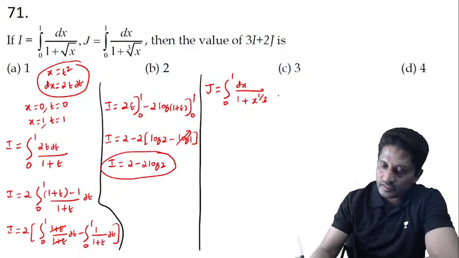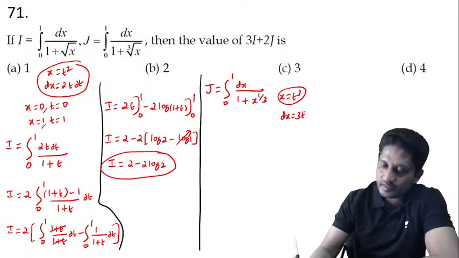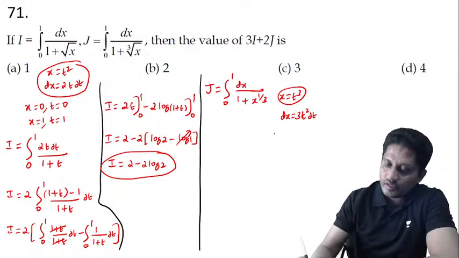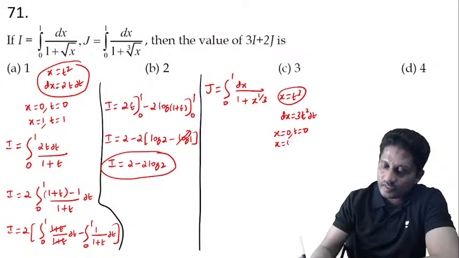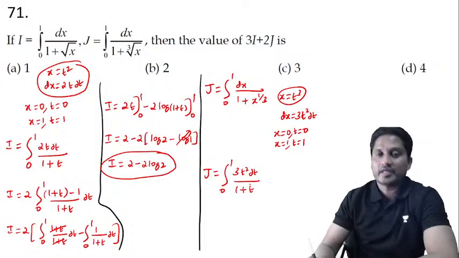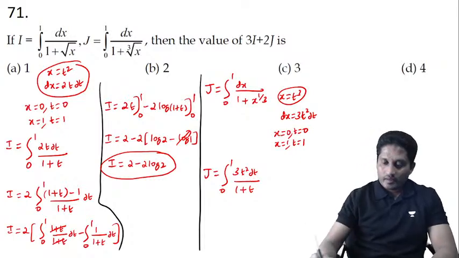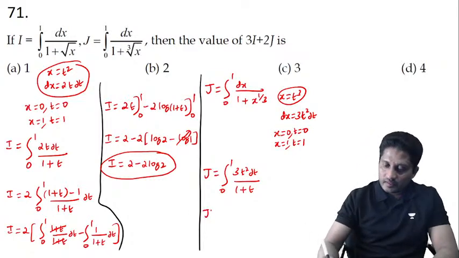Right, again we'll put x is equal to t cube, dx is equal to 3t square dt. Now if x is equal to 0, t is equal to 0. And if x is equal to 1, t is equal to 1. Now this becomes the integration 0 to 1, dx is equal to 3t square dt divided by 1 plus t. X is equal to t cube, right? T cube whole power 1 by 3 is t only.